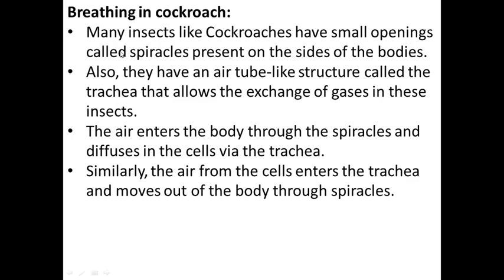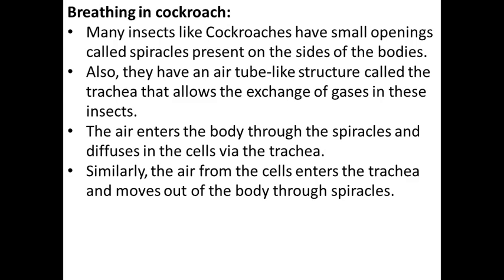See, I have written that many insects like cockroaches have small openings called spiracles present on the sides of their bodies. Also, they have an air tube-like structure called the trachea that allows the exchange of gases. The air enters the body through the spiracles and diffuses to the cells via the trachea. Similarly, the air from the cells enters the trachea and moves out of the body through the spiracles. So with the help of spiracles and trachea, there is breathing in a cockroach. You only have to learn the main points, okay?